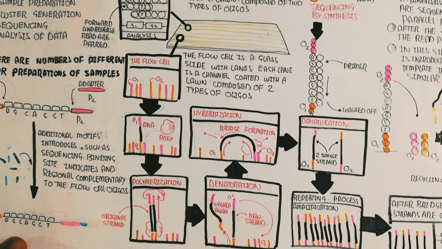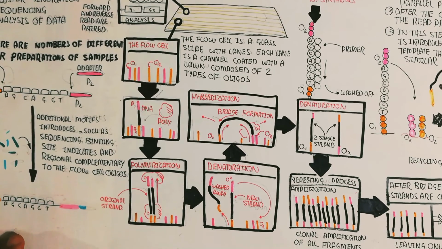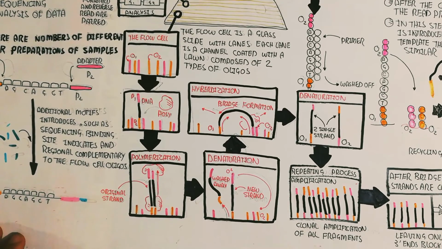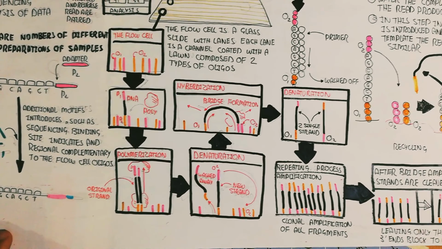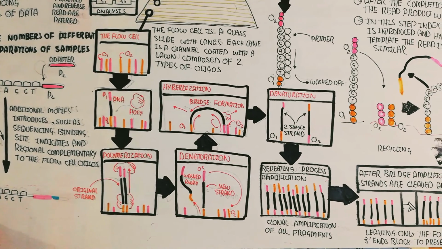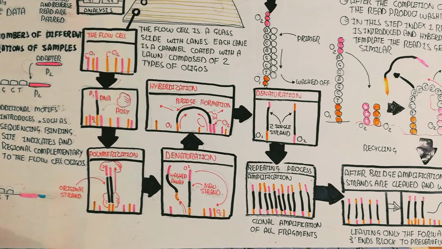So I hope you make sense of the Illumina sequencing of DNA. This is totally different as compared to the Sanger method of DNA sequencing, because the Sanger method is different.